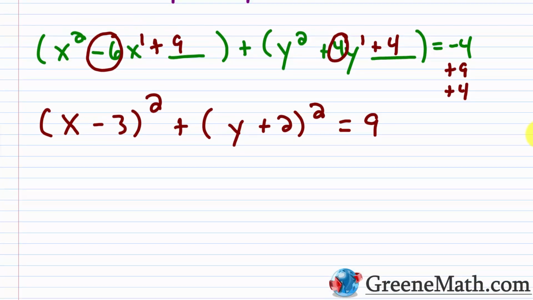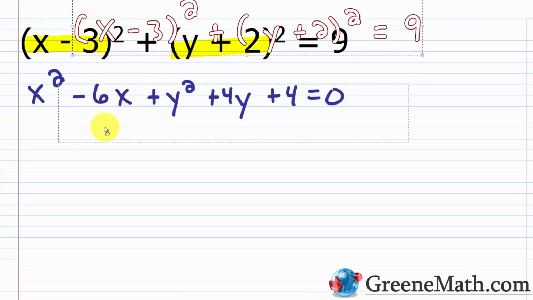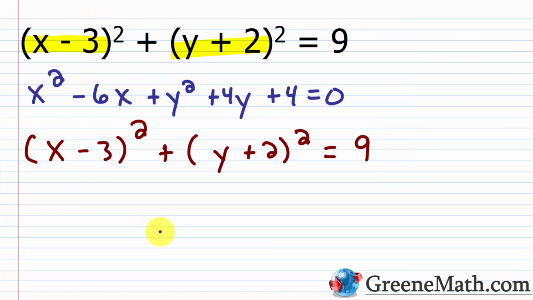If I go back up, let me paste this in so we can compare what we have. So we started with the standard form, x minus 3, that quantity squared, plus y plus 2, that quantity squared, and this equals 9. Then we expanded our binomials, so we got the general form, right? X squared minus 6x plus y squared plus 4y plus 4 equals 0. That's general form. And then we went through the process and we completed the square for each, and we ended up with the standard form again, right? So we went from standard form to general form back to standard form.